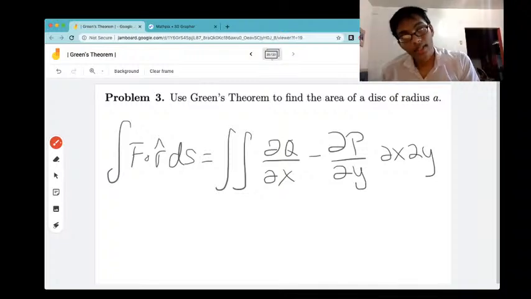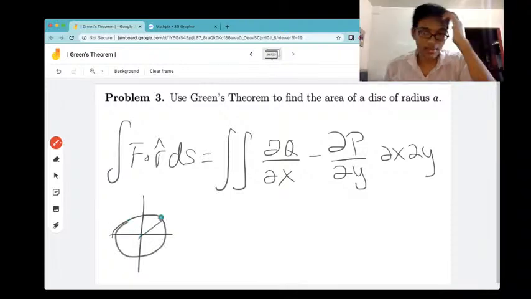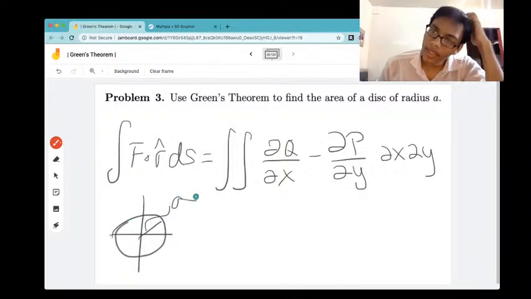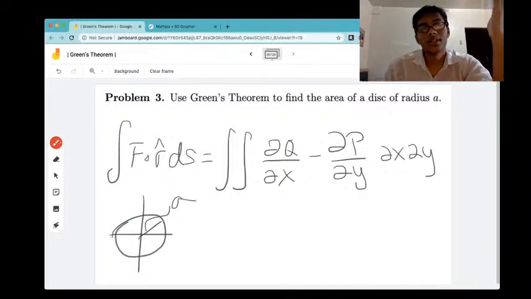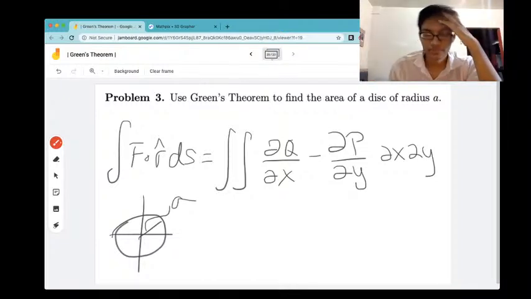So I want to find the area of a disk of radius A. There you go, there's my disk, radius A. Area is very closely related to mass, right? So that's one thing that immediately pops into mind. But what is my field going to be? What's my field going to look like?